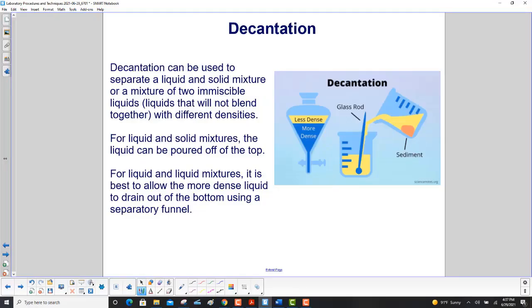Decantation. Decantation can be used to separate a liquid and solid mixture or a mixture of two immiscible liquids. What is immiscible? Well, that's liquids that will not blend together, like oil and water, that have different densities. For liquid and solid mixtures, the liquid can be poured off the top. For liquid and liquid mixtures, it is best to allow the more dense liquid to drain out of the bottom using a separatory funnel.